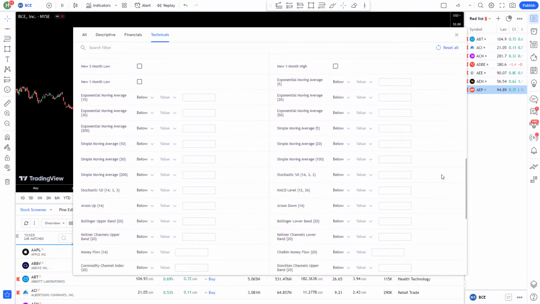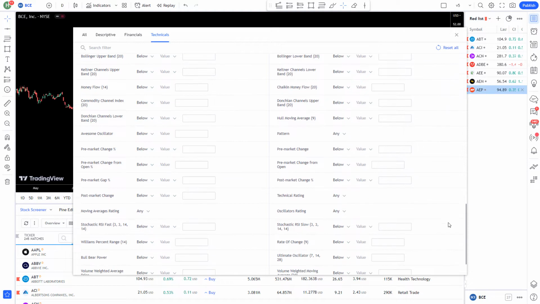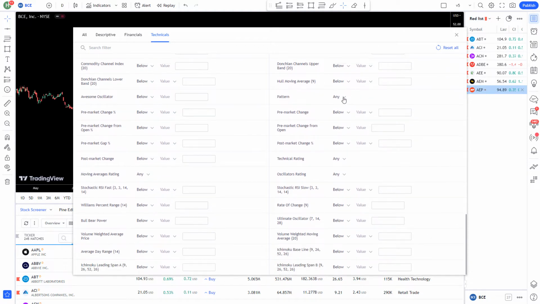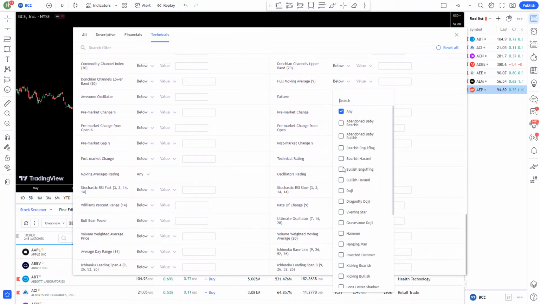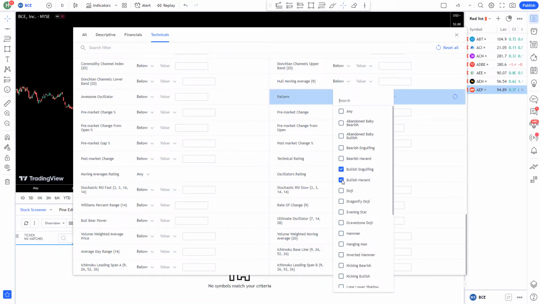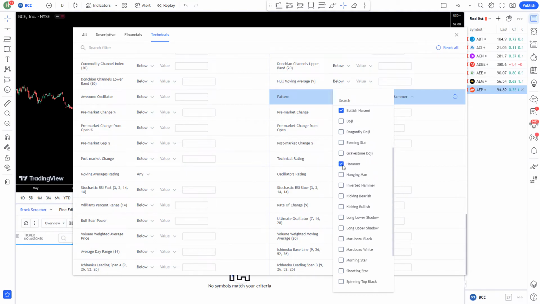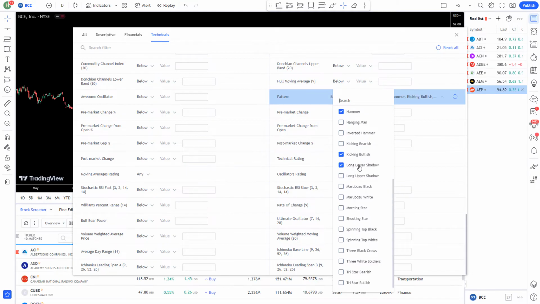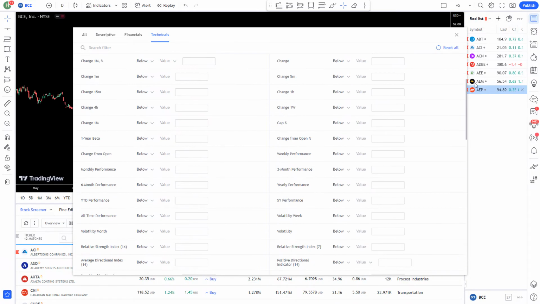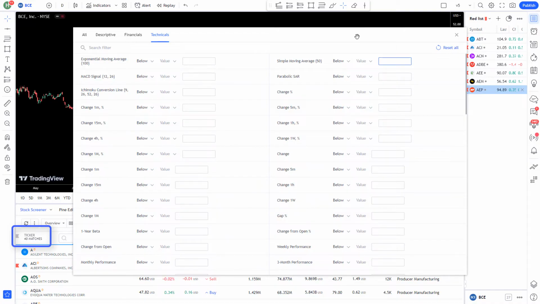We're still on the daily time frame, but you can drop down to the 4 hour, the 1 hour, or whatever time frame you trade, and these candlestick patterns will be for that period. Let's select a few that might be interesting. Bullish engulfing, Harami, Hammer, long lower shadow, Marubozu White, Morning Star, Three White Soldiers, and Tri-Star. And we have 40 matches.